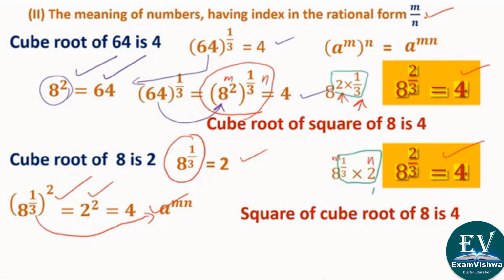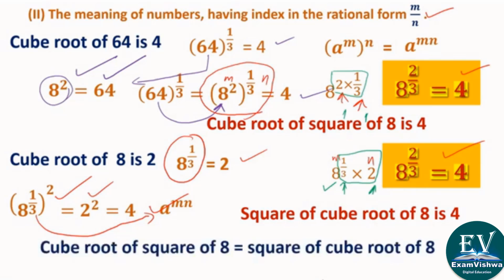Square of cube root of 8. Here cube root of square of 8 is 4. Both are the same. That is why the heading is meaning of numbers having index in rational form. Meaning में थोड़ा difference. Meaning अपने आप को अपने हिसाब से निकाल सकते हैं. Just एक structural study जैसा है.